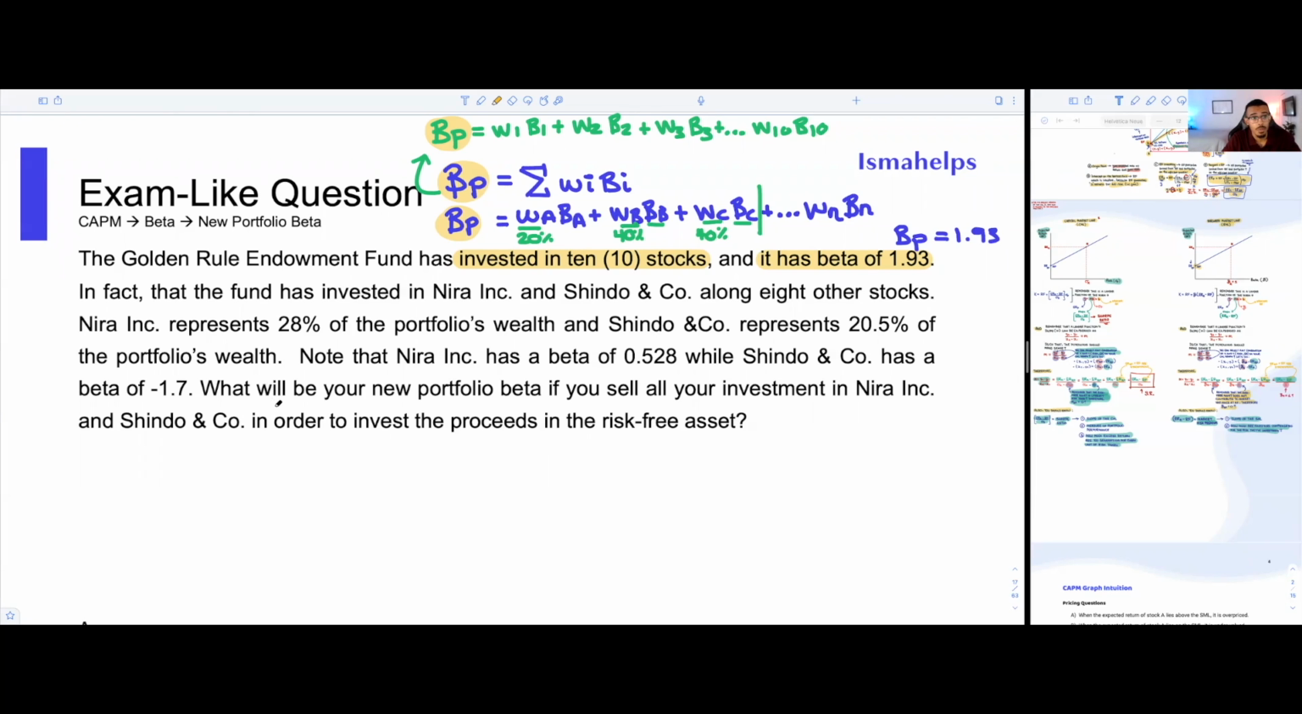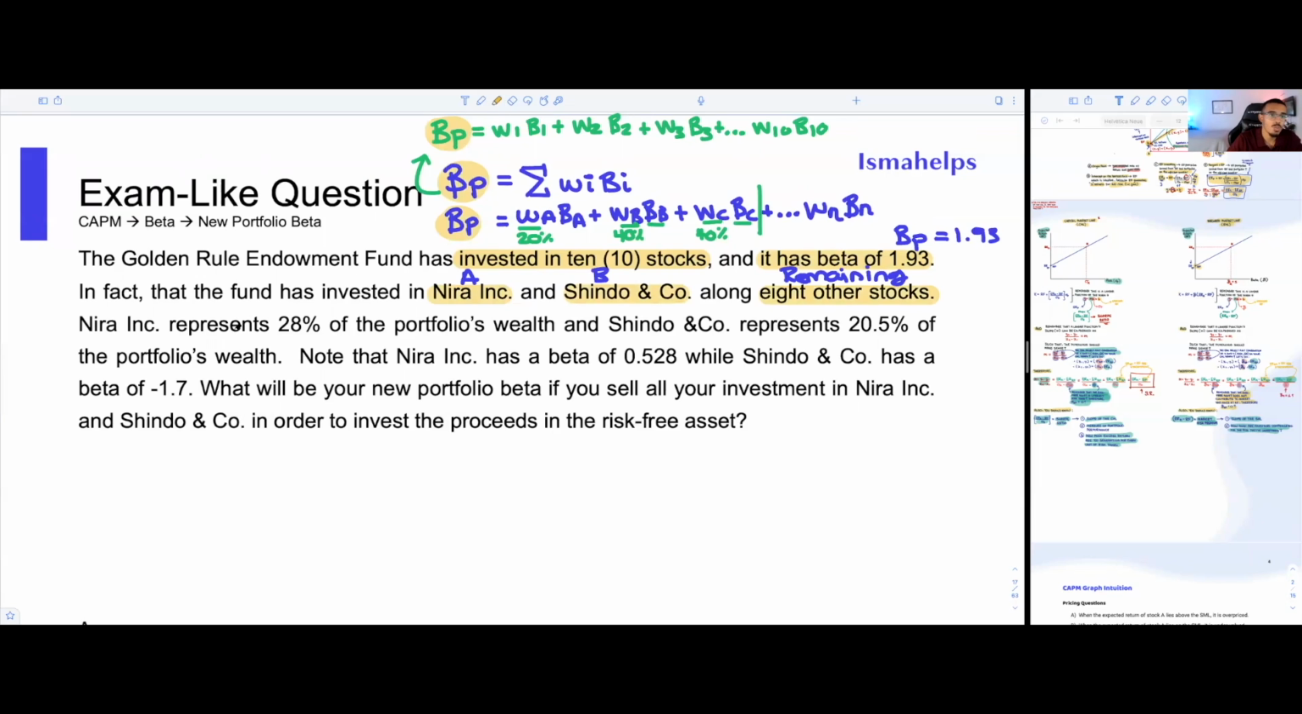So, in fact, I guess there's a little error, but in fact, the fund has invested in Nero Inc. and Shindo and Company, along with 8 other stocks. So we know that we have this investment in Nero Inc., and we have an investment in Shindo and Company, and then we have 8 other stocks that we decided to just not mention. Okay, so we're going to call this asset A, asset B, and then here we're going to call this the remaining. You could call this remaining assets.